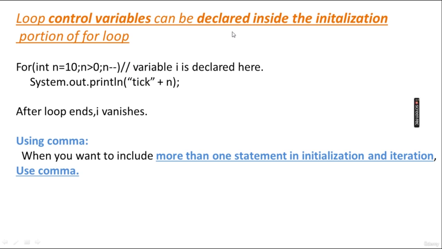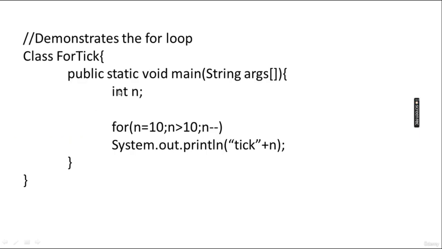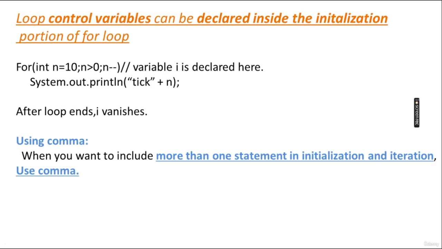Loop control variables can be declared inside the initialization portion of the for loop. So control variables can be declared inside here, integer n is equal to 10, or it can be declared here, integer n is equal to 10. So it depends upon you. Variable n is declared here, and after the loop ends, n vanishes. So n's scope and lifetime is limited to this for loop only. After the for loop ends, the output is that n is vanished.